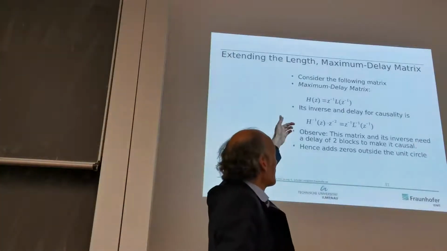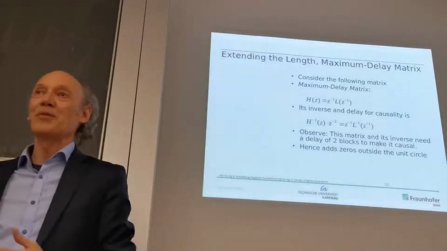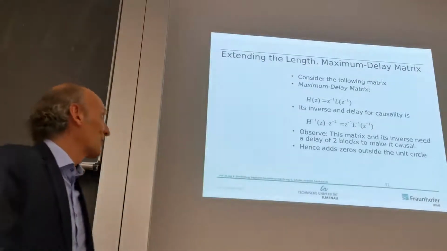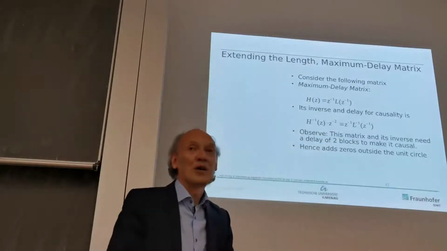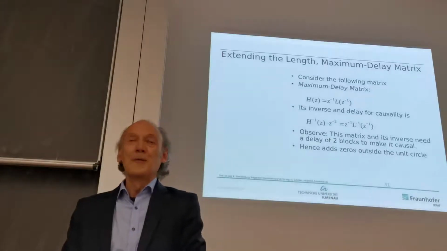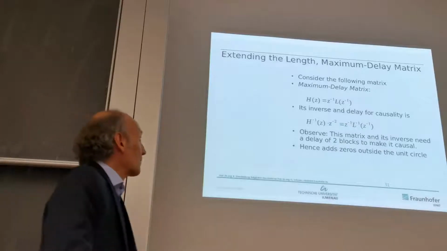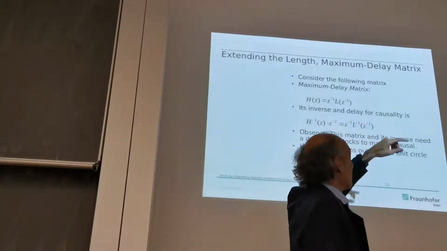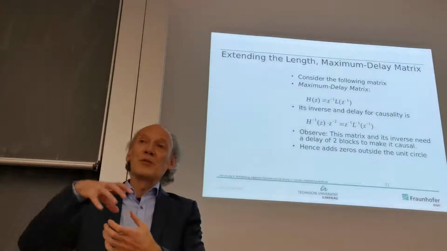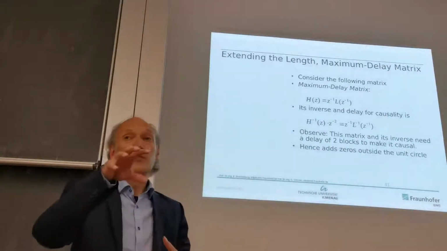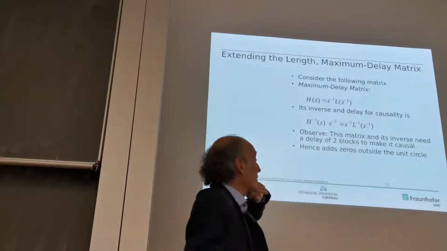So now we can also do the opposite. Instead of having zero delay, we can now also get a maximum delay matrix. And we do that by just inverting the time axis. Instead of z, we have z to the minus 1 in the arguments. So here we take L of z to the minus 1, and since we have the inverse of the argument in the matrix, we get z to the plus 1 in this matrix, and hence we need z to the minus 1 to make it causal.